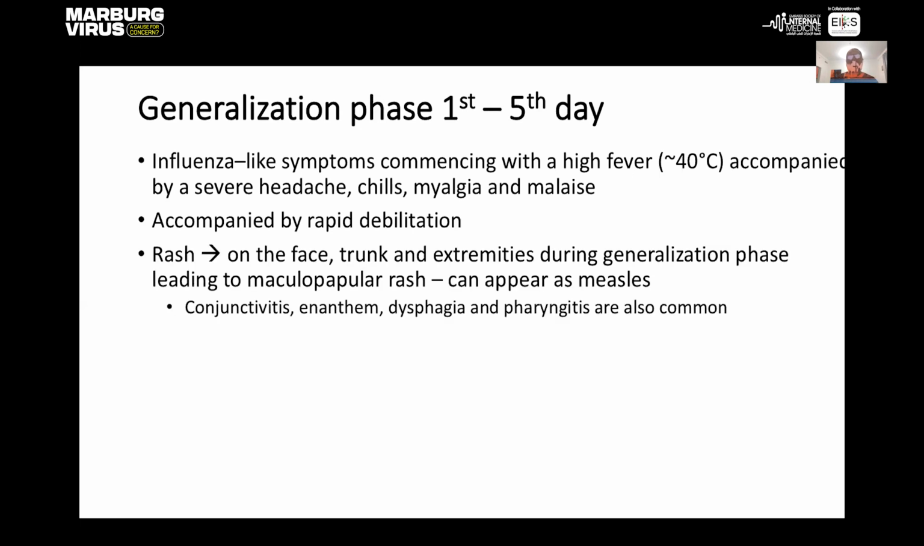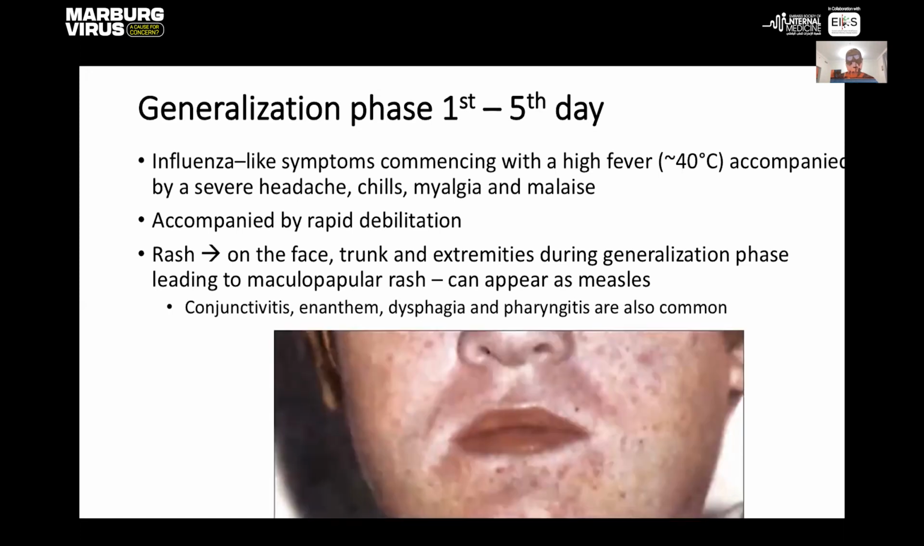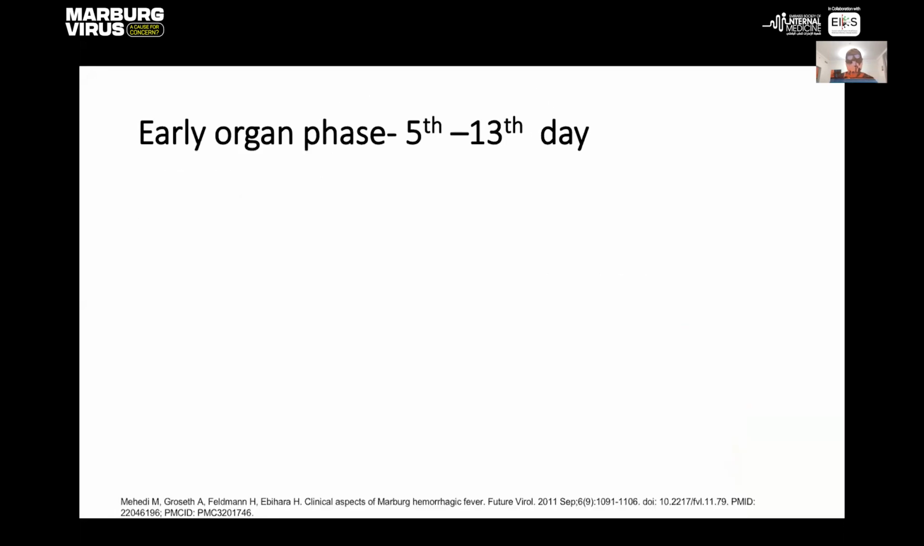Now, there's also a description of a rash which is present on the face, trunk, and extremities during this phase, which is a maculopapular rash, and which can appear like measles as well. So this is the rash that you see around here. Along with this, you can also have conjunctivitis, enanthem, dysphagia, and pharyngitis, which are also commonly seen. Now, again, can you differentiate this from any other viral illness that you see? The answer is no. So therefore, your history of travel and social contacts will become very important.